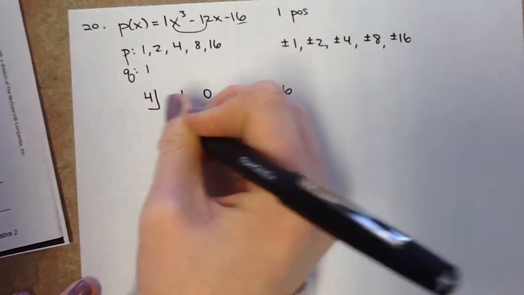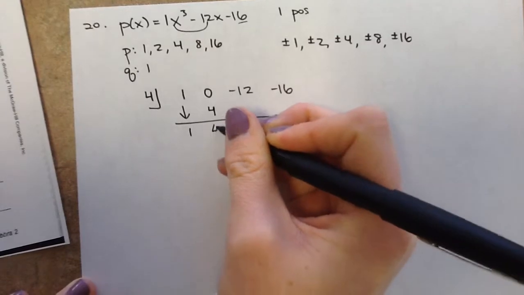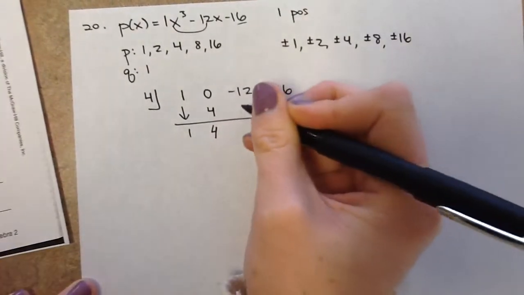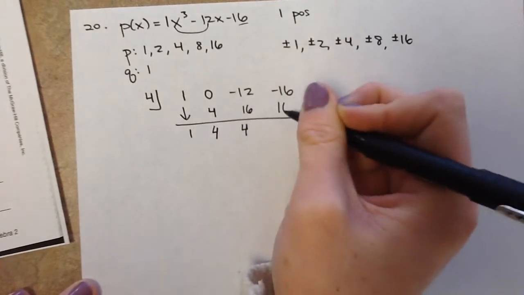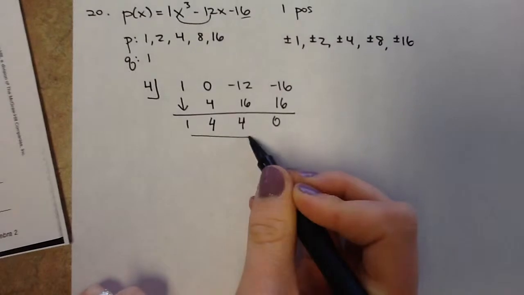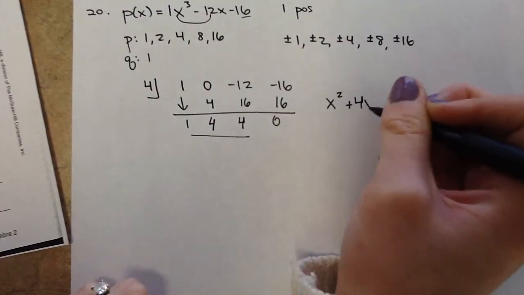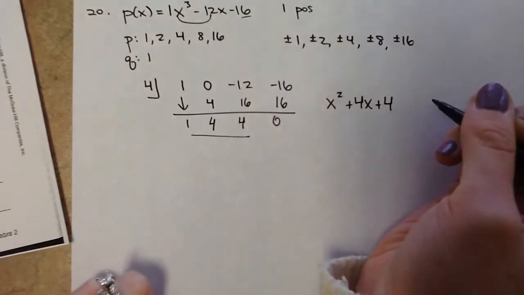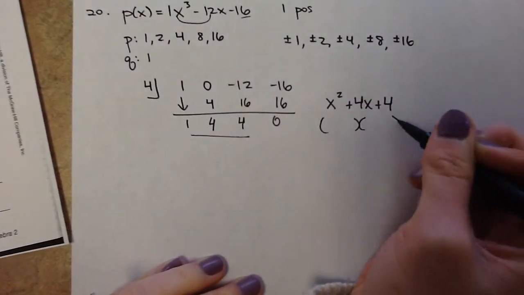So bring down the 1. 4 times 1 is 4. Add these together, I get 4. 4 times 4 is 16. Add these together, I get 4. And then 4 times 4 again is 16, so this leaves me with a remainder of 0. What I did last time, remember, you take these and write them as a new polynomial, and the power drops down 1. So that's my new polynomial, and then I can factor it down to find the rest of my zeros.